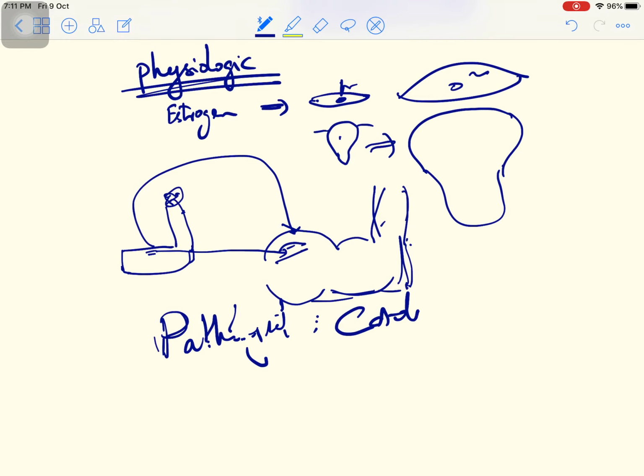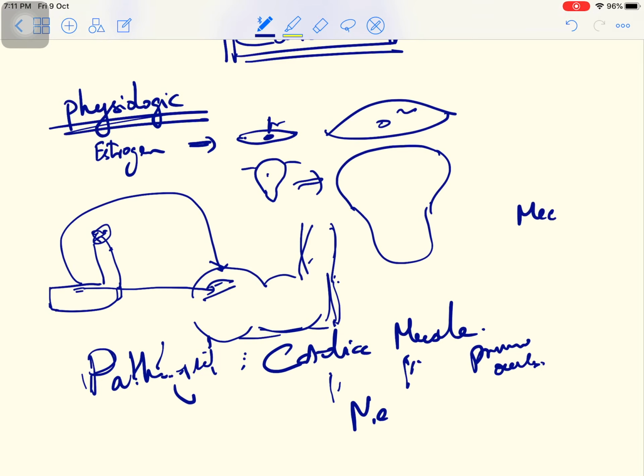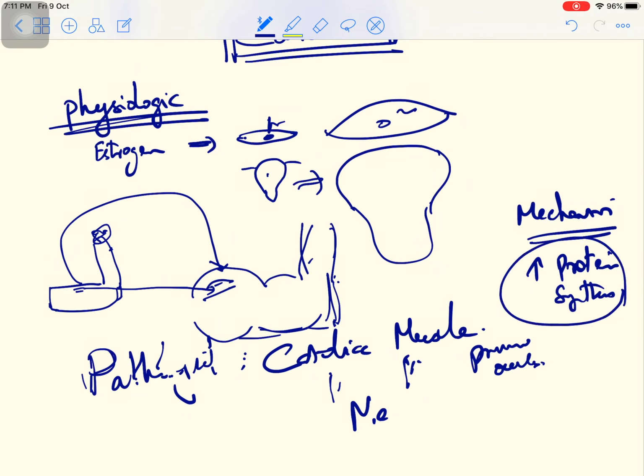Cardiac muscle. That is the pathological example. When there is pressure overload, the cardiac muscle will increase in size. Pressure overload, right? So that is about hypertrophy. Basically, the mechanism of hypertrophy. What is the mechanism? The mechanism of hypertrophy is increased protein synthesis. It can be due to increased pressure or increased estrogen or hormonal stimulation. So that is about hypertrophy.